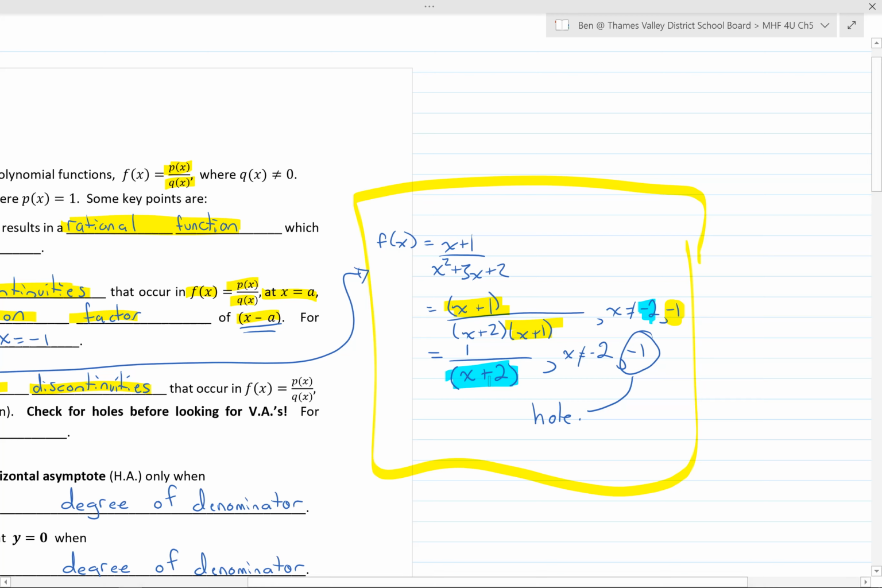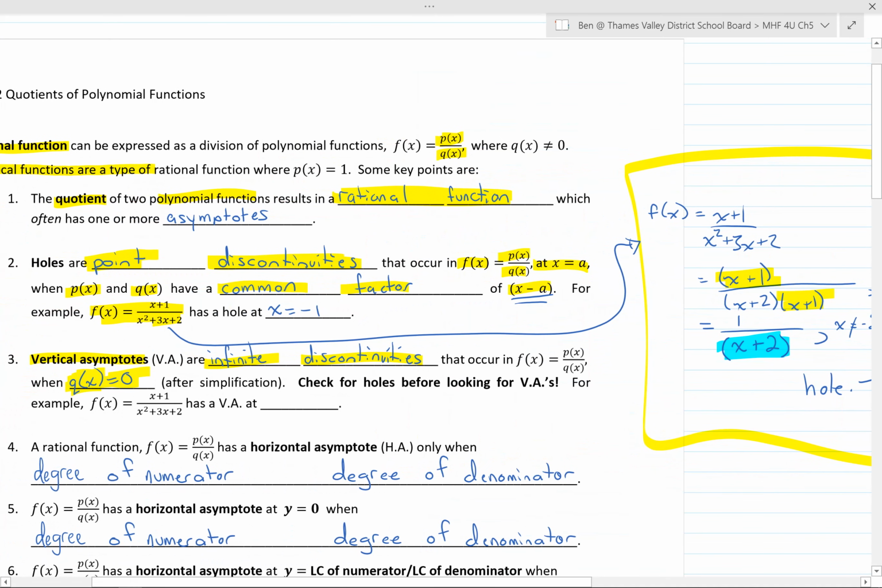I'll say that again, that's a root of my factor of my denominator where x equals -2. So there would be a vertical asymptote there after I have simplified. You cannot have both a hole and a vertical asymptote in one location, okay? You have one or you have the other. We always need to check for holes first before we look for vertical asymptotes.